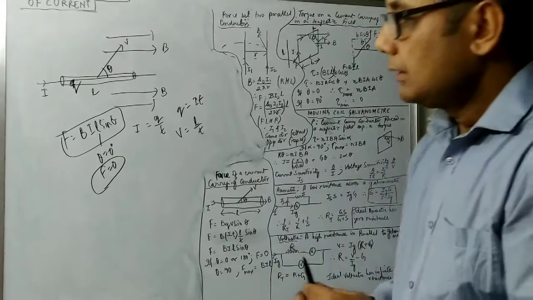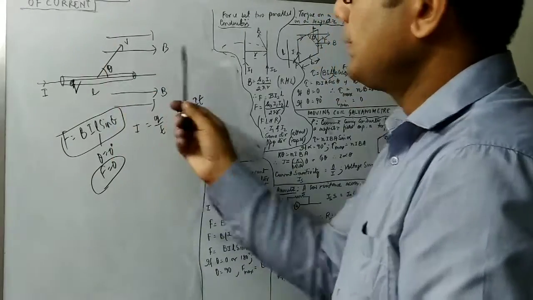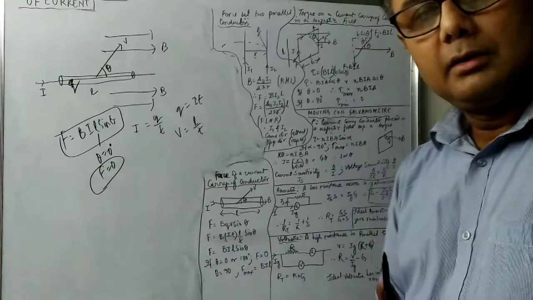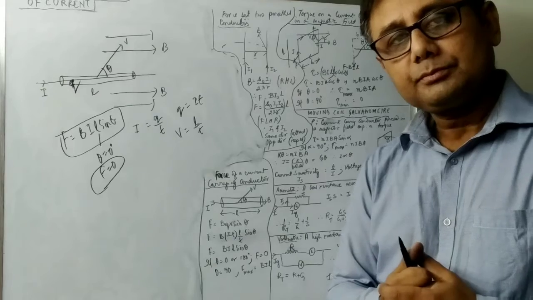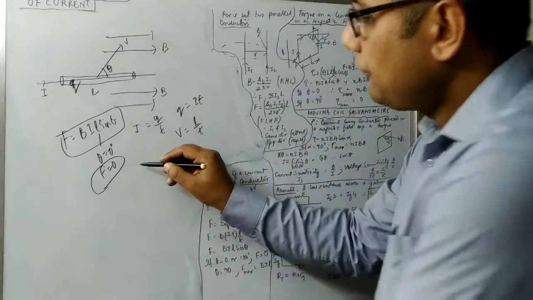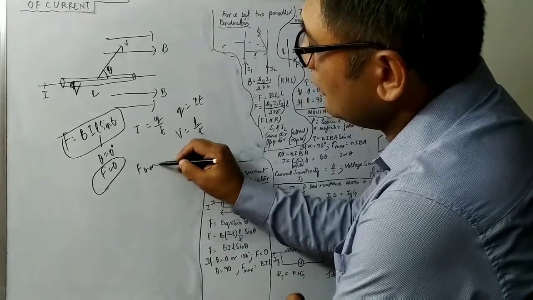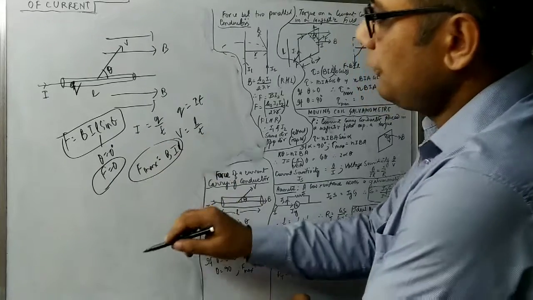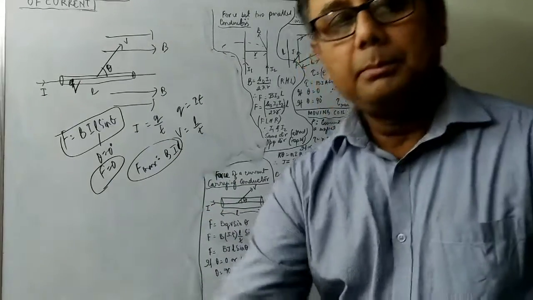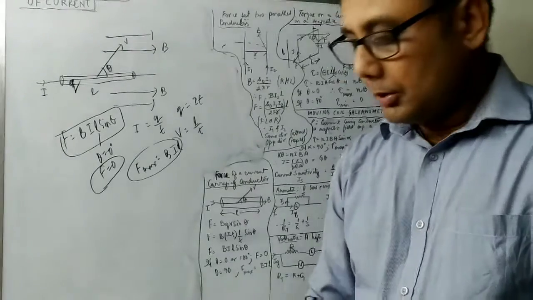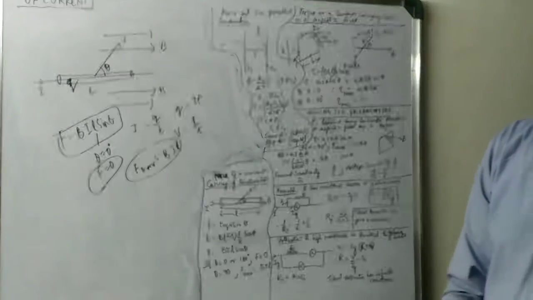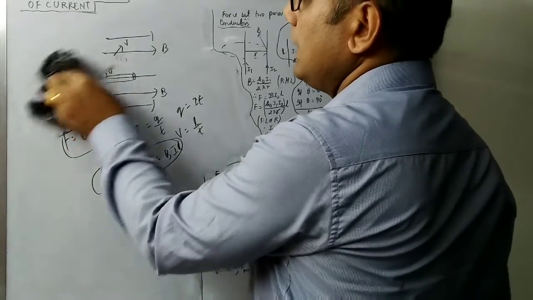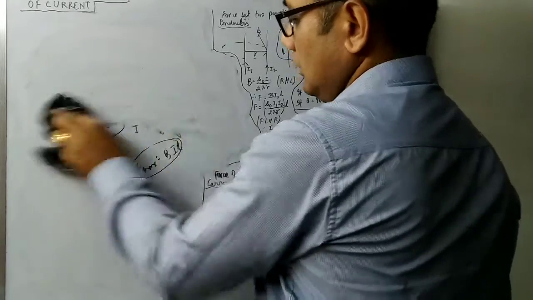Now consider that the particle is moving perpendicular to the magnetic field. So the angle will be 90 degrees, and sine 90 is maximum. We know sine 90 is maximum. So the maximum force acting on the charged particle will be B I L, because sine is maximum when the angle is 90 degrees.